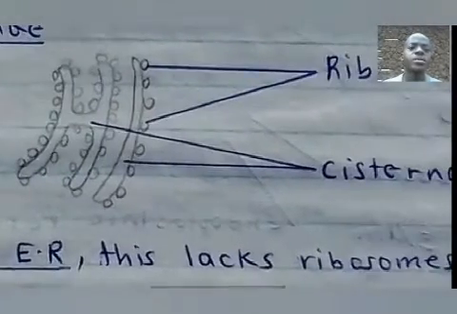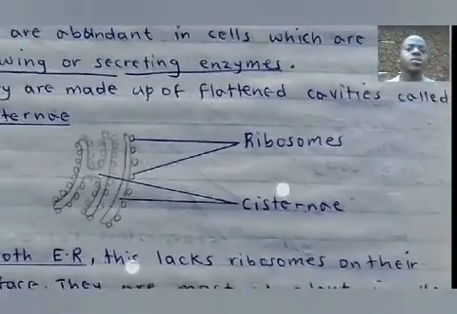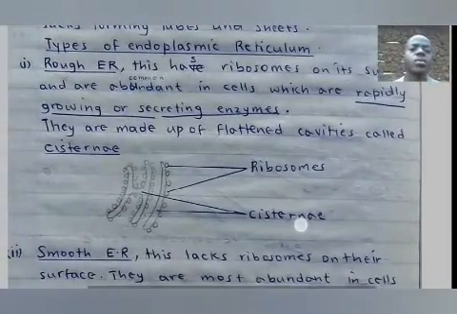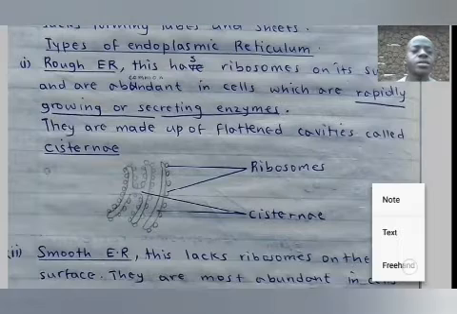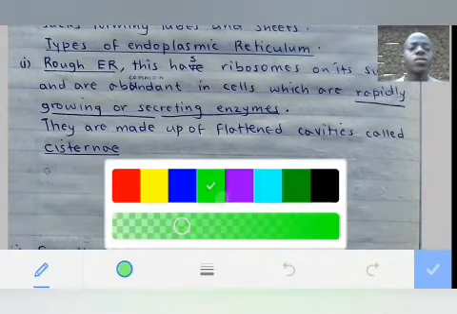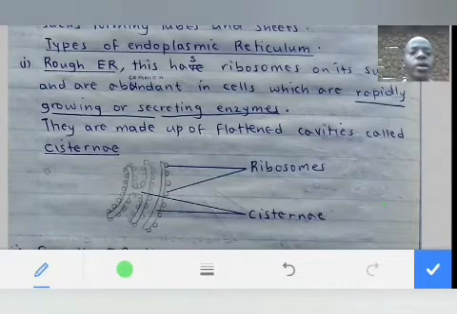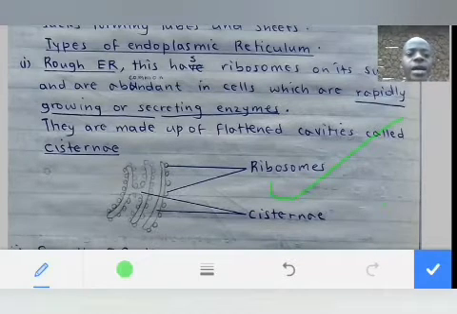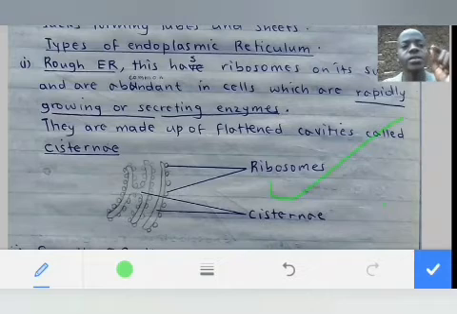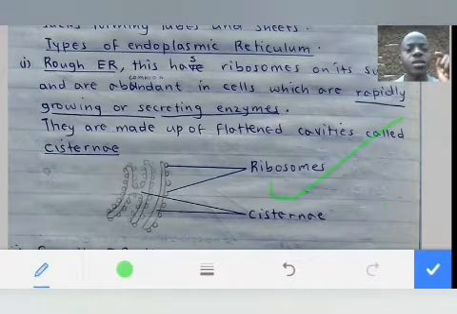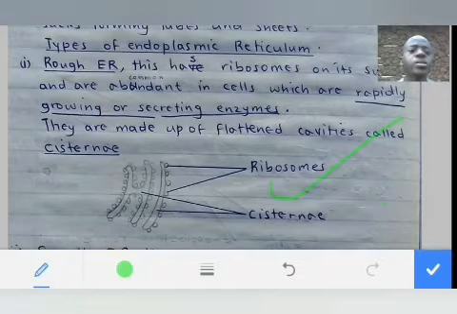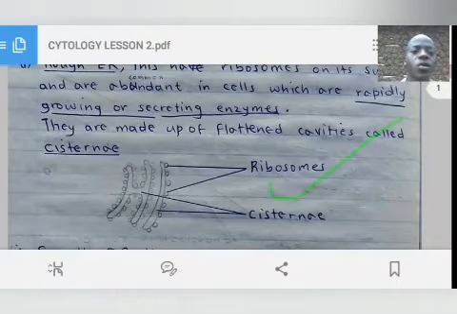Now you can see the diagram of a rough endoplasmic reticulum. On this diagram we have some of the parts as we have said. Here we have the ribosomes, these ones on its surface. Then the cristae is the inside part of the endoplasmic reticulum. Hope we are together.